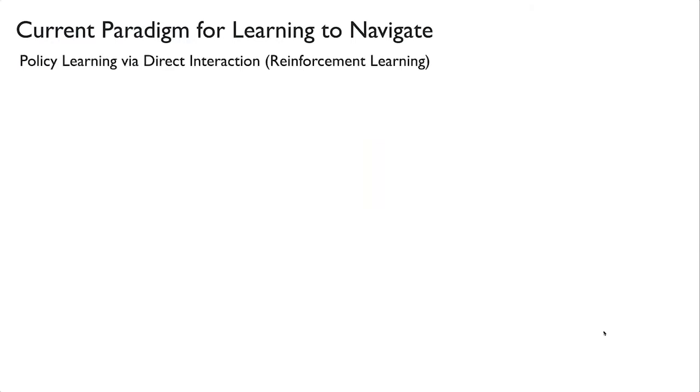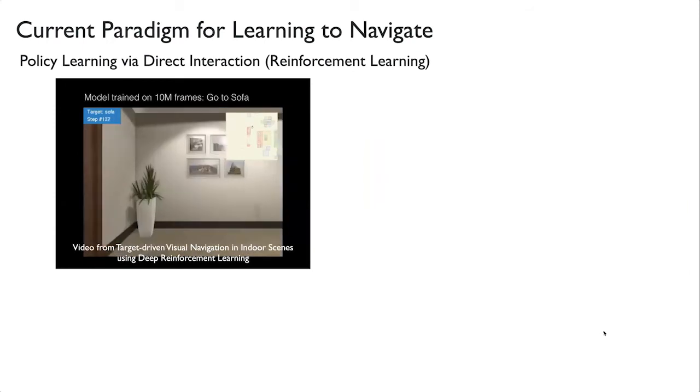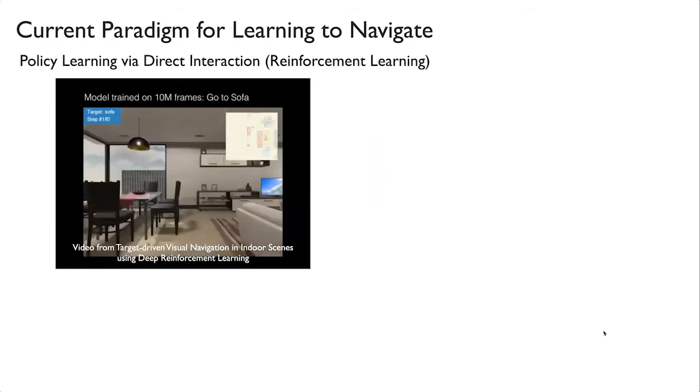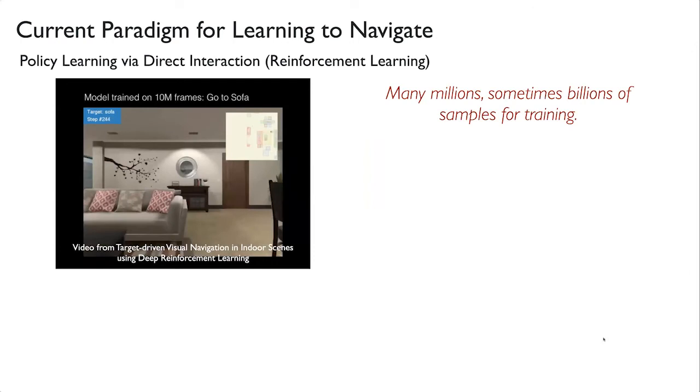Okay, now if you're with me that, okay, we want to learn policies for navigation, what is the current paradigm for learning policies for navigation, right? And I think Roosbay presented a little bit of this. We can actually do policy learning via direct interaction or reinforcement learning, right? In fact, this is a video from AI2-THOR, work that Roosbay presented. And basically, you can do reinforcement learning. It takes many, many millions, sometimes billions of samples for training, right?